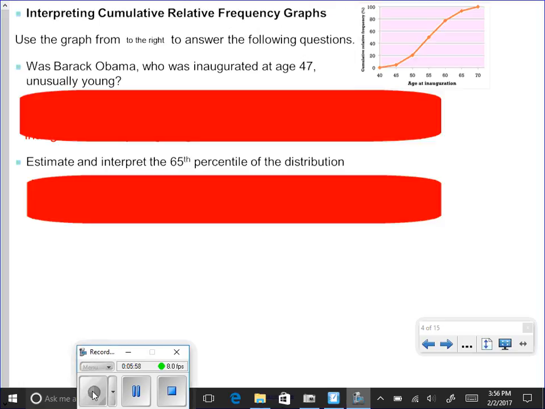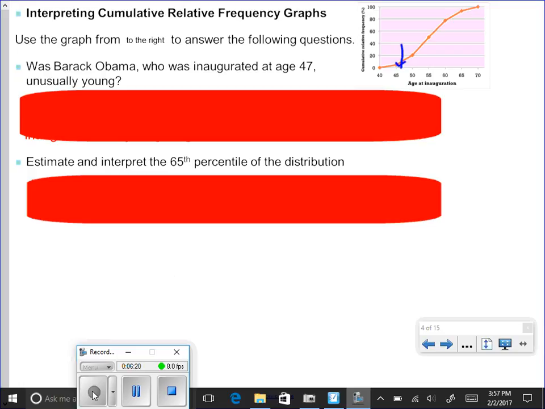So now that we've created this ogive, you can be asked questions about it. So the first question says, was Barack Obama, who was inaugurated at the age of 47, unusually young? So if I use my ogive, I'm going to go to 47, which is right in here.